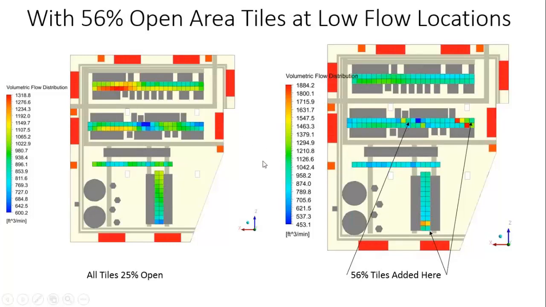Certainly, we've got more uniform flow across this first row. The flow rates are in the range of 1,300. They're not much different than the max over here was before. But what we did get is more uniformity, despite the fact that we only put 56% tiles in this row.